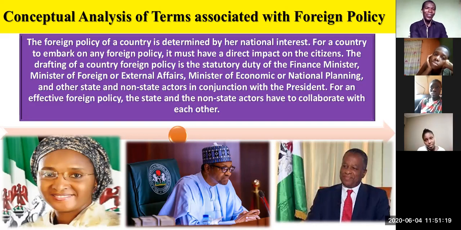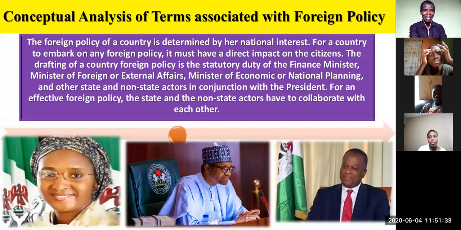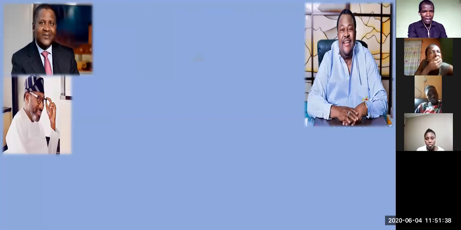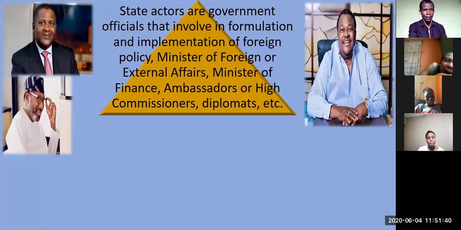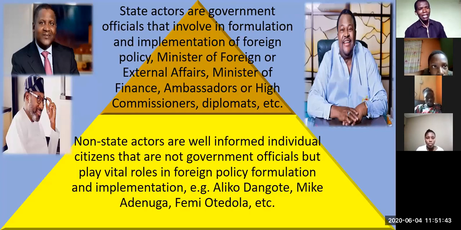Okay. The state actors are the government officials that plan the foreign policy, as we have seen here. The finance minister, the minister of national planning, they are called state actors. The diplomats, the ambassadors of Nigeria to the different countries in the world, they are called state actors. Now, the non-state actors, they are influential citizens. The non-state actors, they are influential citizens. Nigerians that influence the foreign policy of a country.